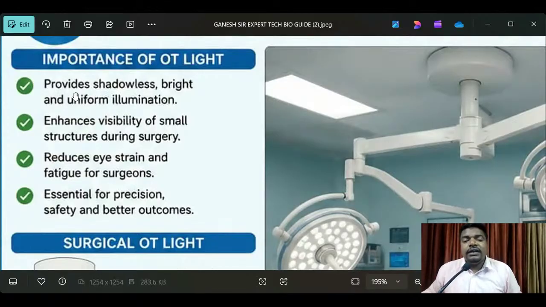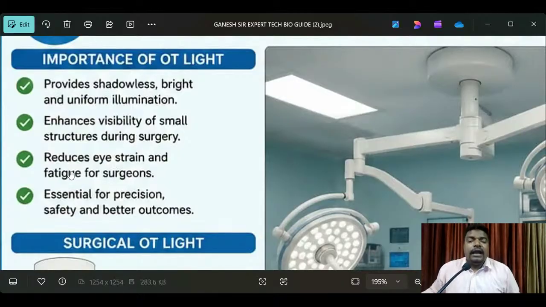That's why I'm showing the importance of the OT light, which provides shadowless, bright, and uniform illumination. Okay, shadowless is why it's recommended, and it enhances visibility of small structures during surgery. It focuses the illumination wherever needed: the doctor will focus and zoom on that part and change the intensity, so we can properly diagnose the diseases of the patient. Wherever needed, they will give proper treatment and do the surgery, and it is going to succeed, right?